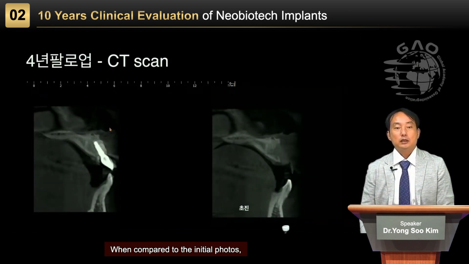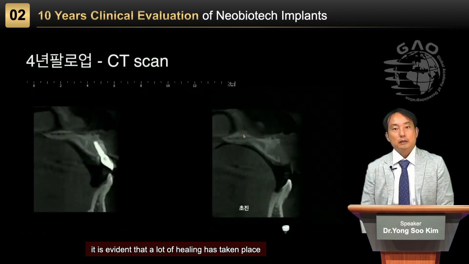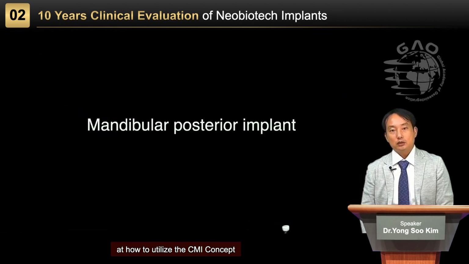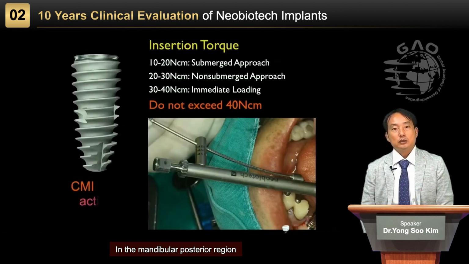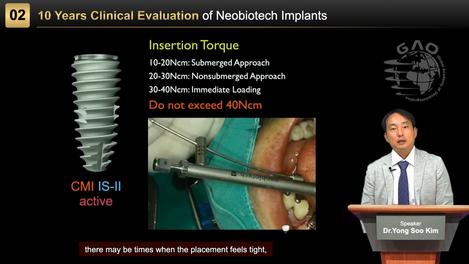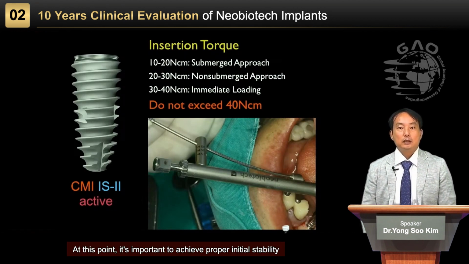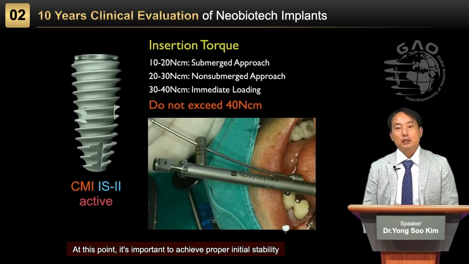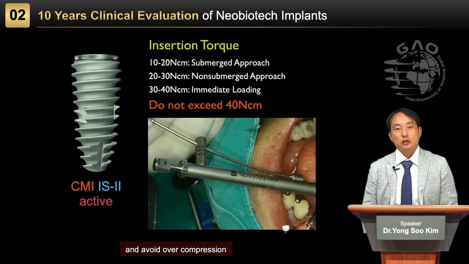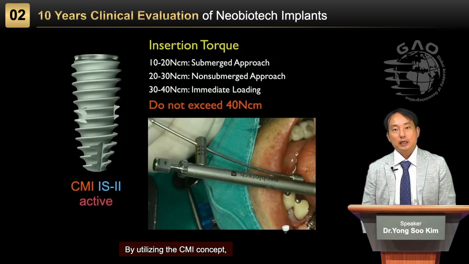When compared to the initial photos, it is evident that a lot of healing has taken place. Now, let's take a look at how to utilize the CMI concept in the mandibular posterior region. When using Neobiotech implants, there may be times when the placement feels tight. At this point, it's important to achieve proper initial stability and avoid overcompression. By utilizing the CMI concept, we can manage this effectively.